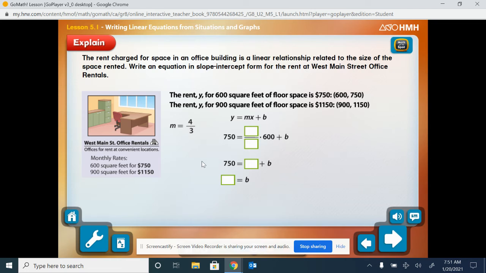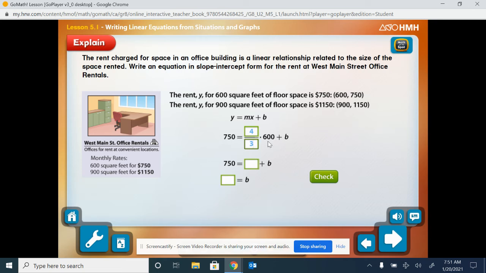Next, find the y-intercept. To do this, substitute the slope and one of the ordered pairs into y equals mx plus b. So notice, to find the y-intercept, they started with the equation y equals mx plus b. They used this point, 600 and 750. So for y, they substituted 750. For the slope, we said that the slope was 4/3, so I'm going to substitute it in there. The x right here was 600. And then we don't know what the b is, so we put plus b.